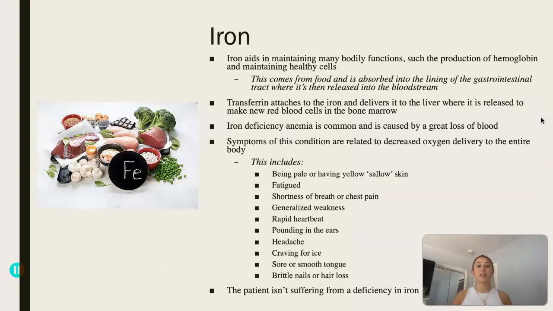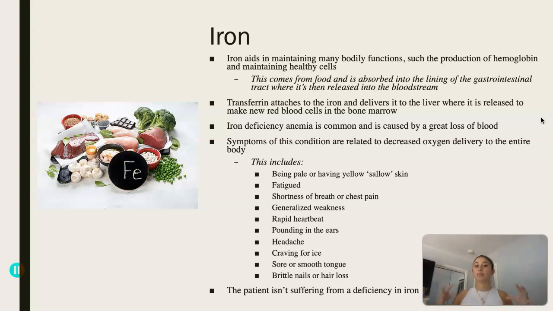And lastly, iron aids in maintaining many bodily functions, such as the production of hemoglobin and maintaining healthy cells, such as hair, skin, and nails. This primarily comes from food and is absorbed into the lining of the gastrointestinal tract, where it is then released into the bloodstream. A protein called transferrin attaches to the iron and then is delivered into the liver, where it is released to make brand new red blood cells in the bone marrow.